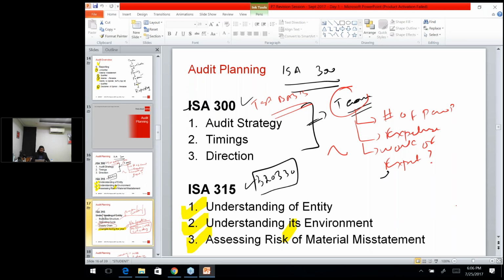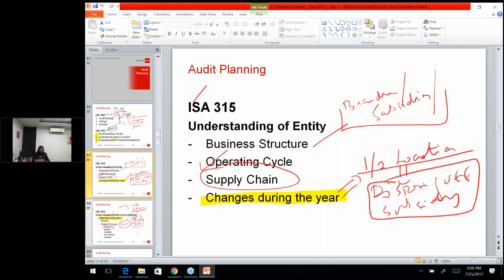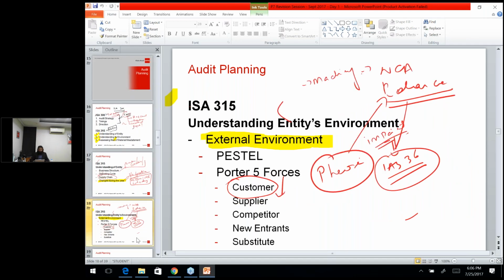We talked in detail about what we mean by understanding the entity, and what needs to be understood about the entity. Then we also talked about what needs to be understood with respect to the entity's environment. We talked about the internal environment and the external environment. So we discussed all these things.